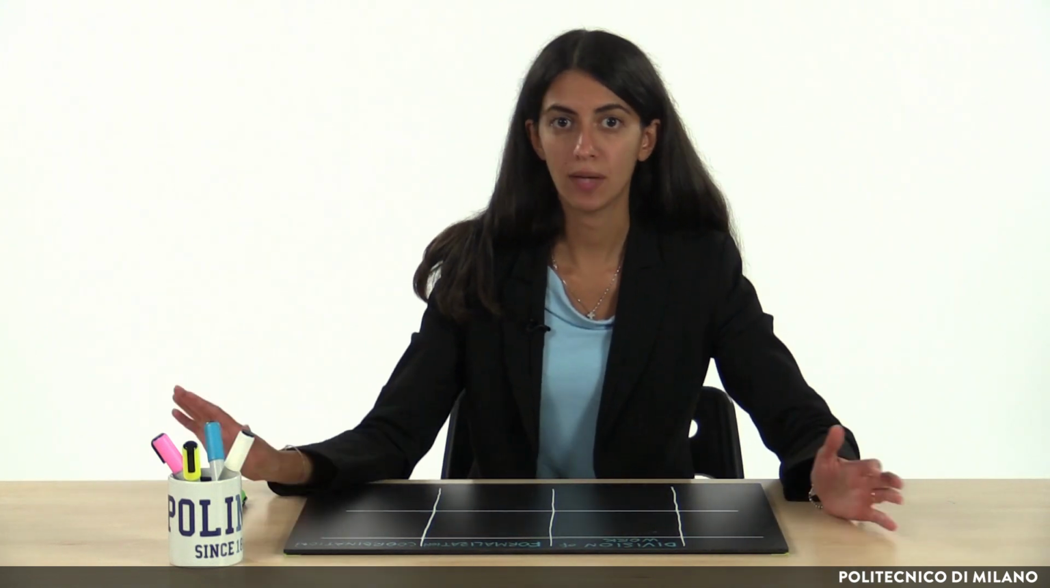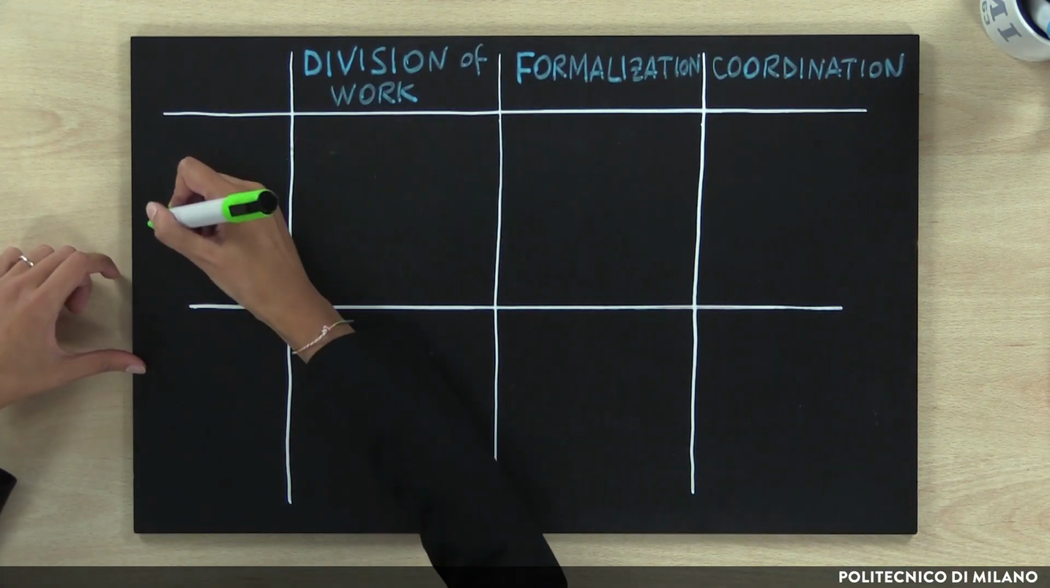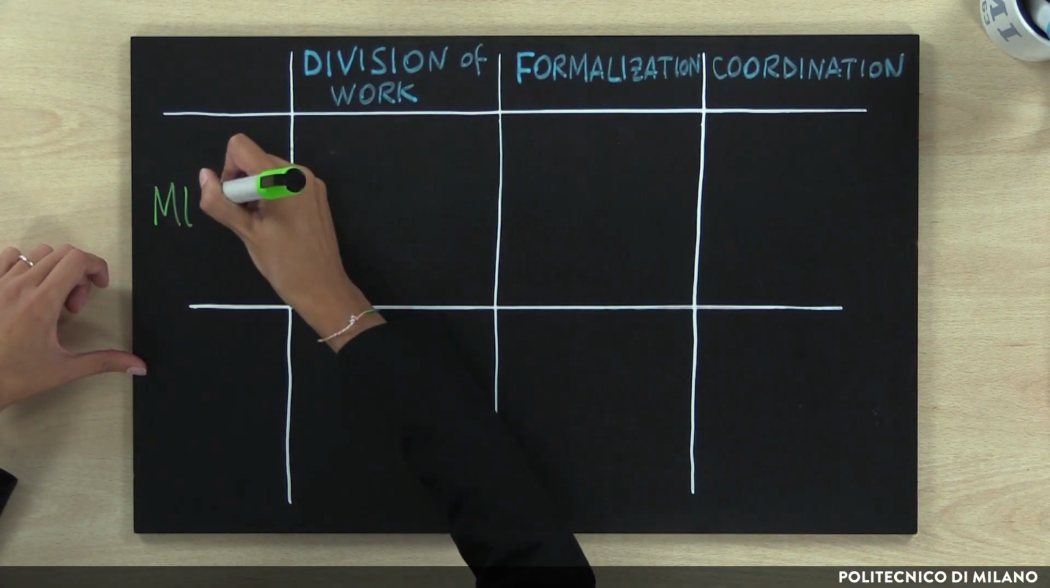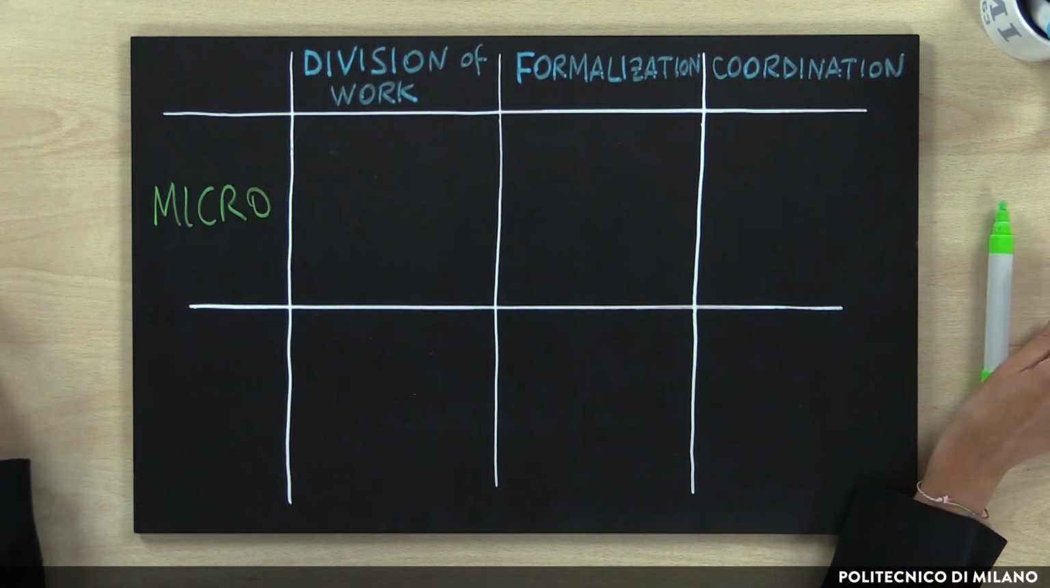In this lecture, we are going to have a general overview of the different dimensions and choices through which we can describe and design an organization. Starting from the dimensions, we can distinguish two levels of analysis: the microstructure and the macrostructure.